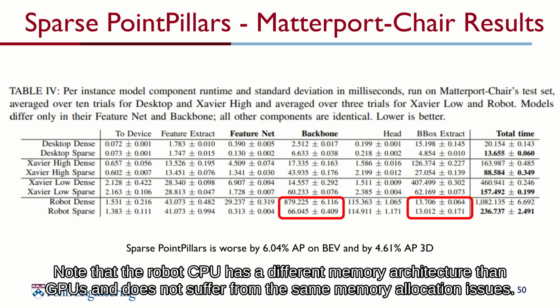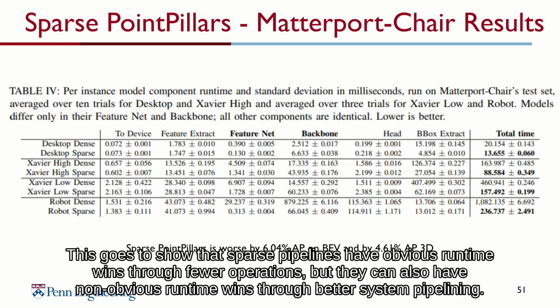Note that the robot CPU has a different memory architecture than GPUs and does not suffer from the same memory allocation issues. This goes to show that sparse pipelines have obvious runtime wins through fewer operations, but they can also have non-obvious runtime wins through better systems pipelining.